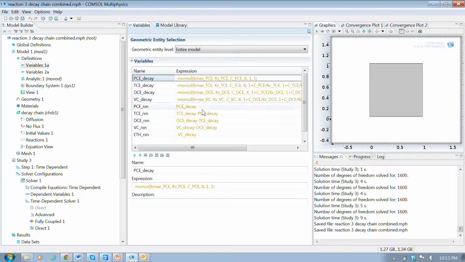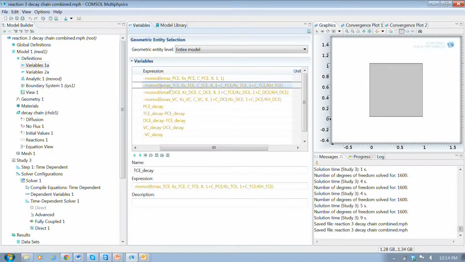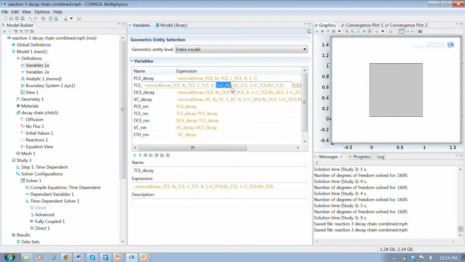Okay, so here's how it works. The Monod term is negative, and then I'm passing in the variables, the Kmax and Ks variables. PCE is the dependent variable. X is the microbial population, the microbial concentration. And then these 2 are just equal to 1. These are the inhibition constants. And so let's take a look at TCE. It's pretty much the same here, except it differs when we get to this term.